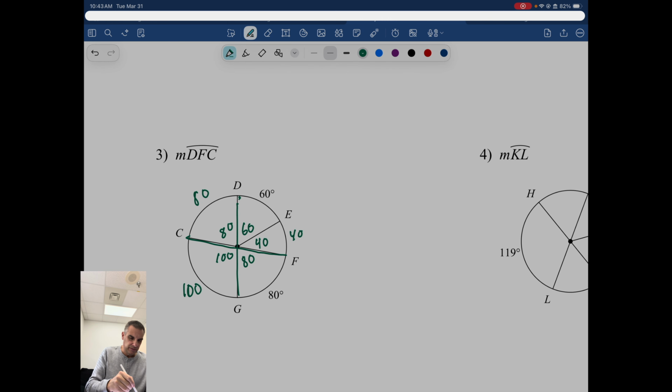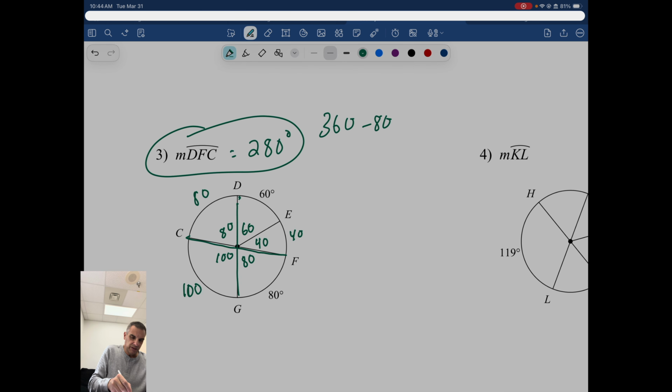So there's 2 ways to do this. I can look at this whole thing and add all of those numbers up, or just notice that that piece is clipped off, so that's what I'm going to do. I'm just going to go 360 minus 80. Math is easier. So the answer is 280 degrees for the measure of the arc.